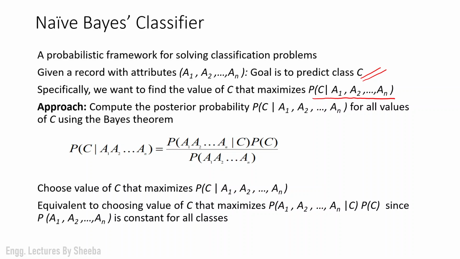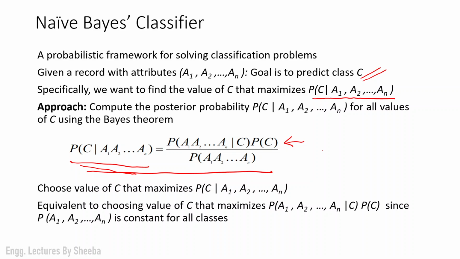So from Bayes theorem, this is the Bayes theorem as we have already seen. This is the conditional probability. You can see this is the posterior probability. And the numerator here, A1, A2, etc. represents the attributes and C represents the class. Okay, so what we actually do is we'll be finding this for each attribute.